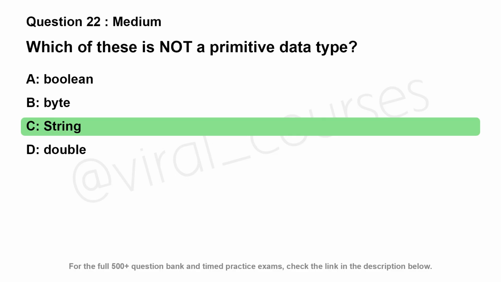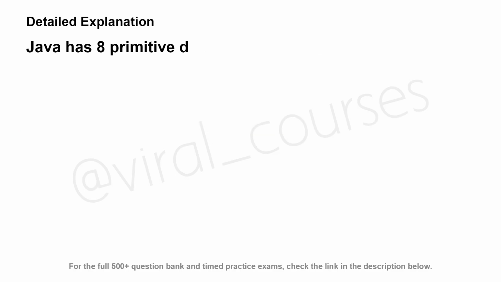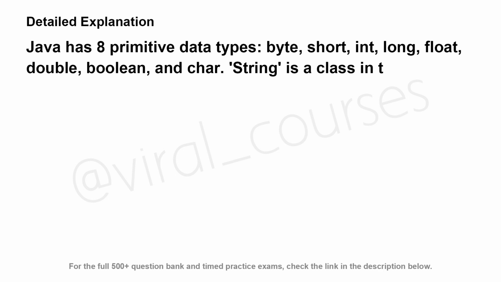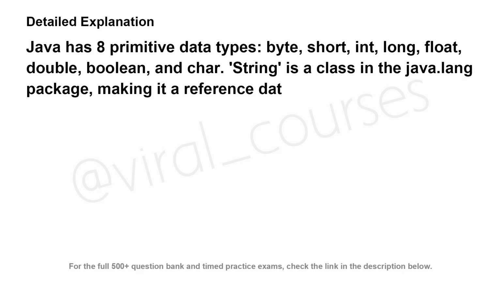The correct answer is C. Java has 8 primitive data types: byte, short, int, long, float, double, boolean, and char. String is a class in the java.lang package, making it a reference data type, not a primitive.